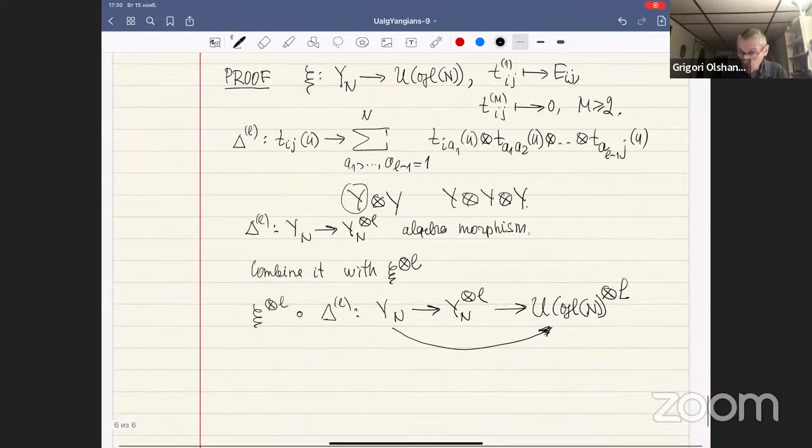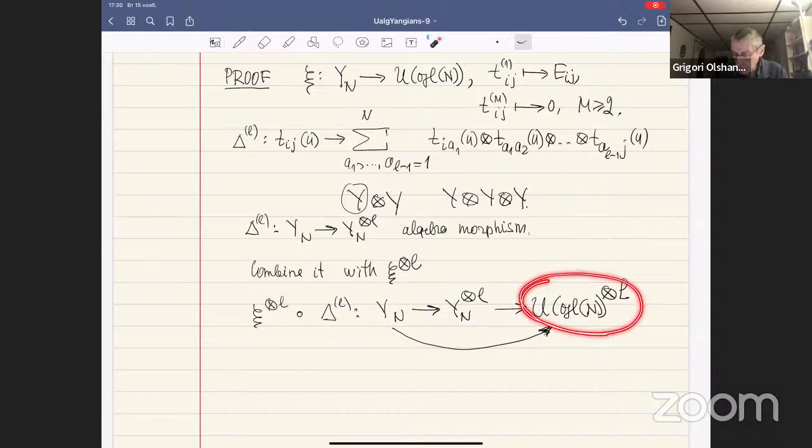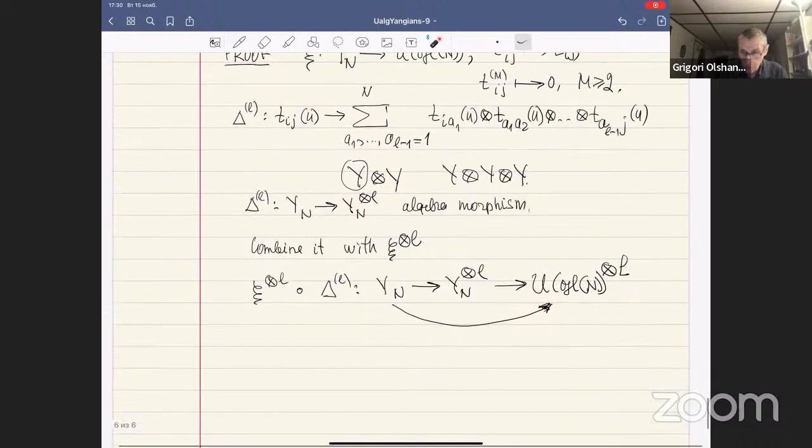And we want to prove that our ordered monomials are already linearly independent in this object, in this algebra. And this will imply our claim, of course. So our goal is to prove this claim.